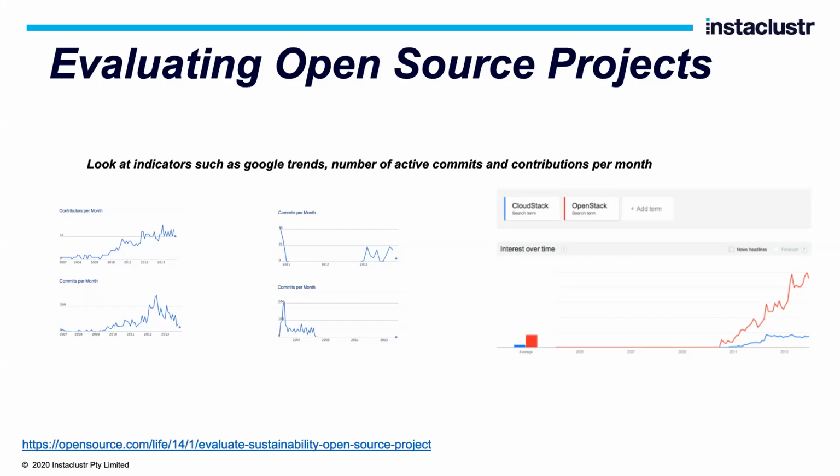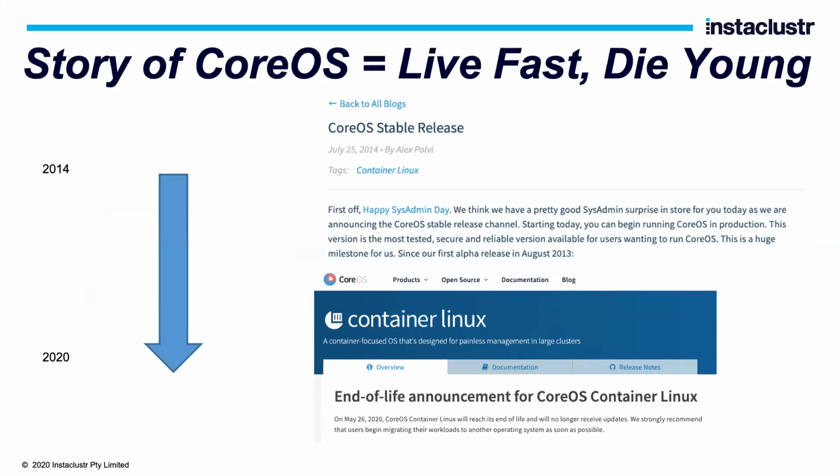So let me talk about a promising open source project. This is a project that lived fast and died young. I think we all know that philosophy, right? CoreOS had its first stable release in 2014. So this project is very new. As I said, Kafka had its stable release in 2009, and it's very widespread. CoreOS was a Linux distribution designed specifically to run inside a container, and it reached end of life this year.